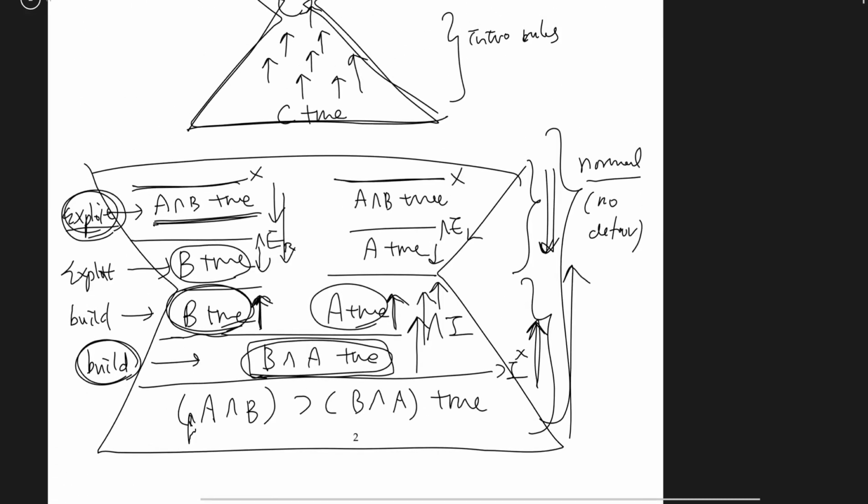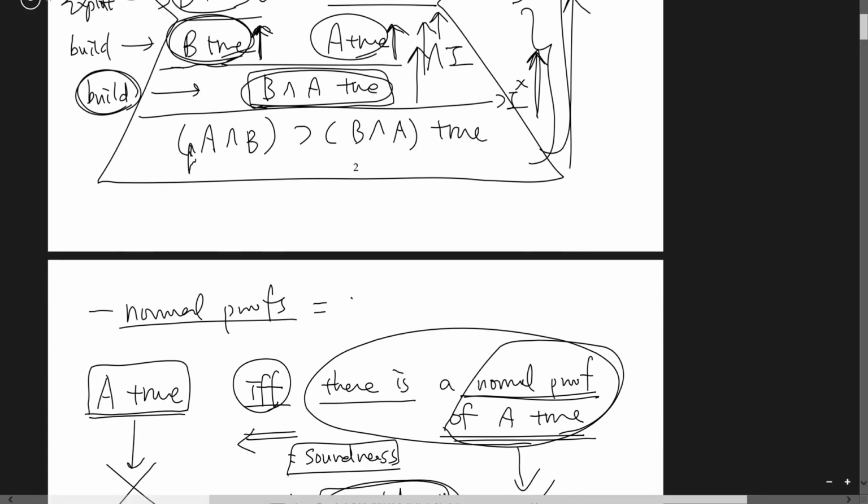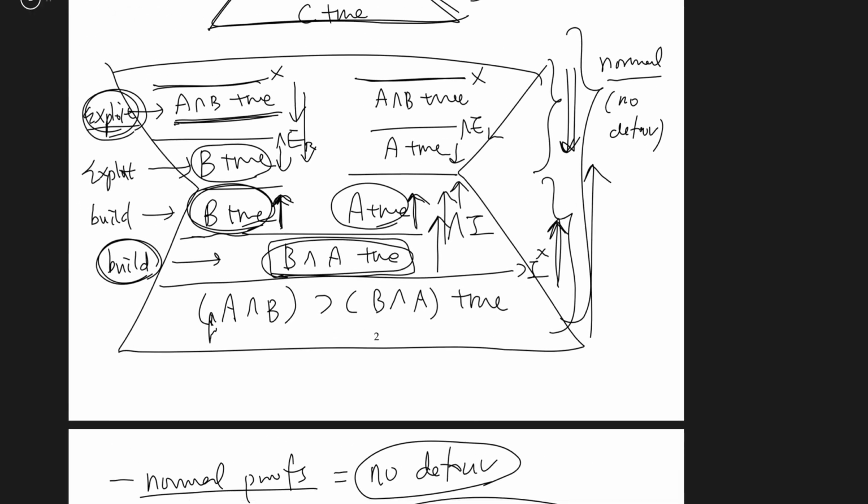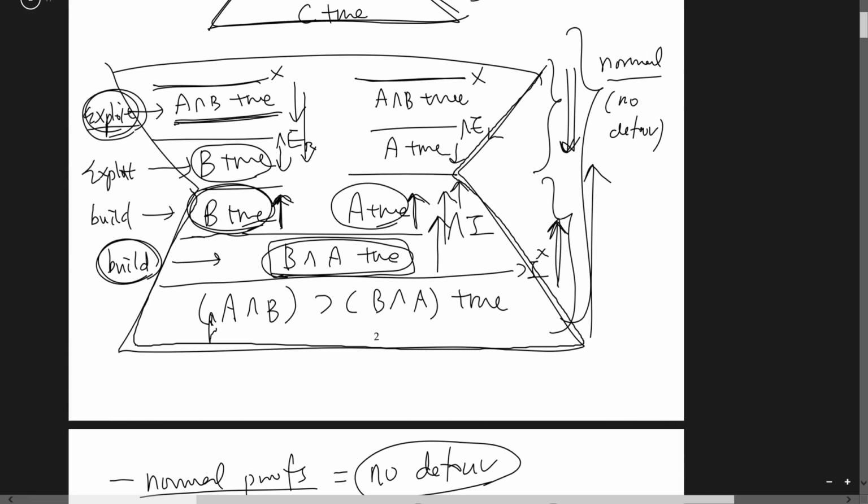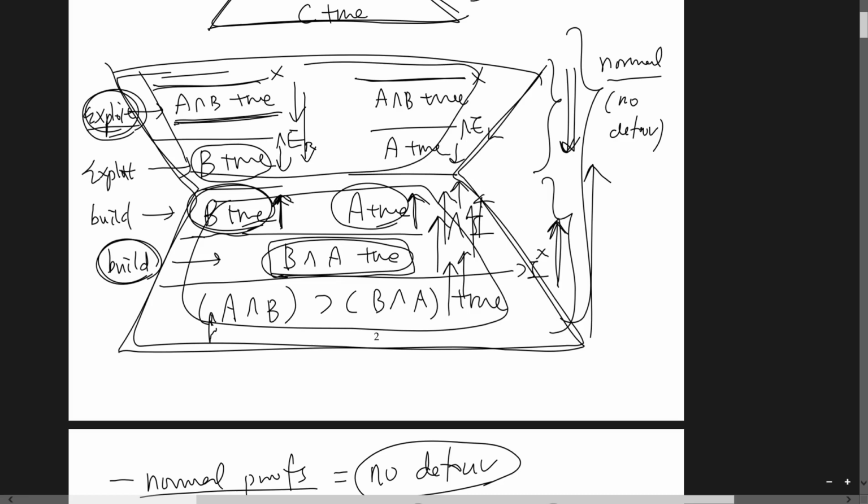To summarize, normal proof is proof with no detour. And if you construct a normal proof of a judgment, the proof usually looks like this hourglass, where the lower half is comprised of applications of introduction rules moving upward, and the upper half is comprised of applications of elimination rules starting with these hypotheses. So we move downward. And in the middle, this elimination rule meets with this introduction rule. So that's the typical way of constructing a normal proof.